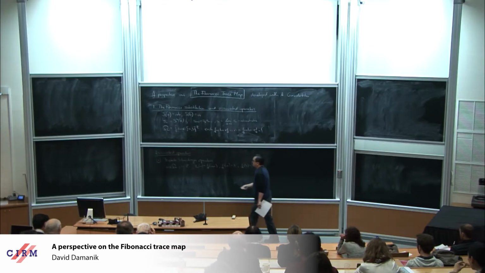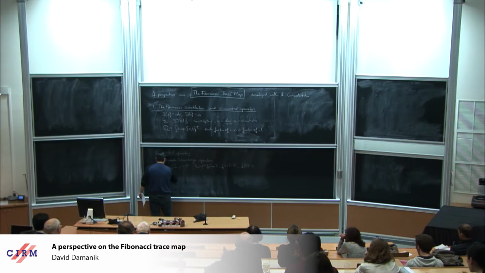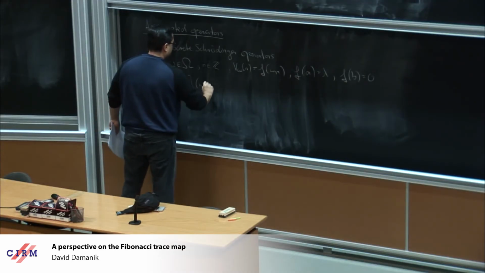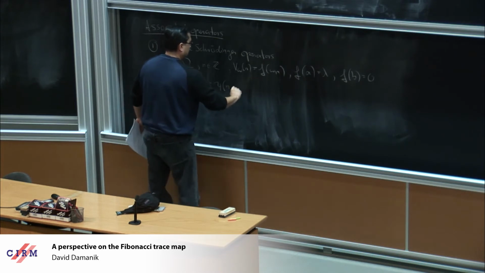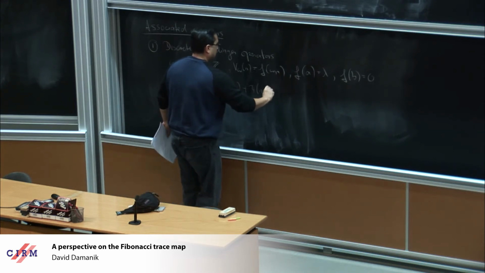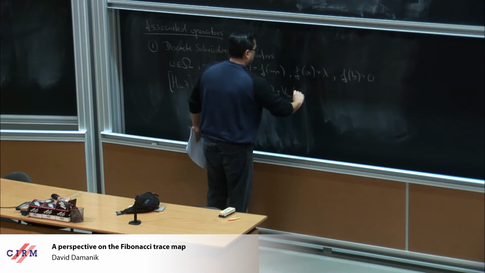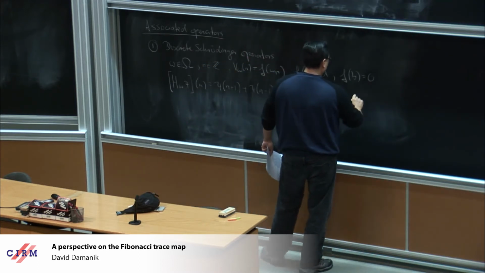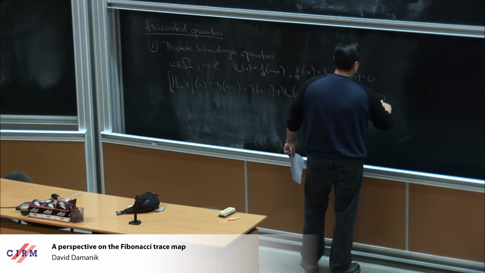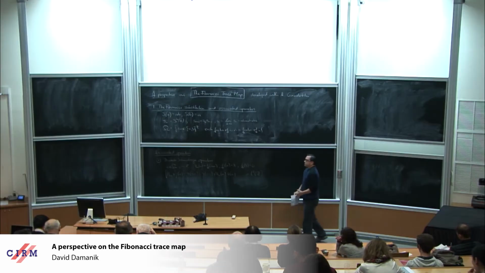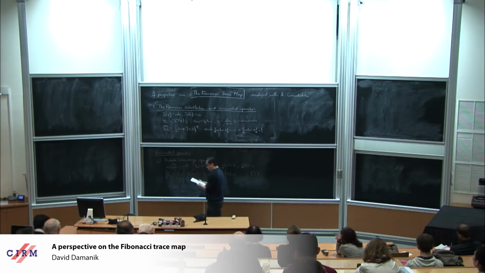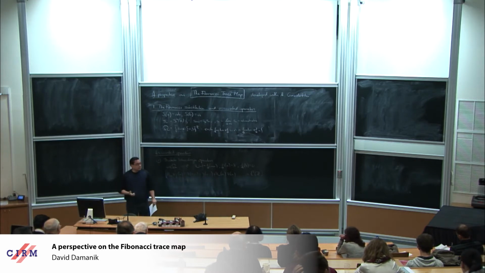And with this sequence, you write down an operator that acts in L2 of Z. Okay, so psi is an L2 vector, and H_omega of psi is exactly that. And so these are the discrete Schrödinger operators that have been studied since the 80s.